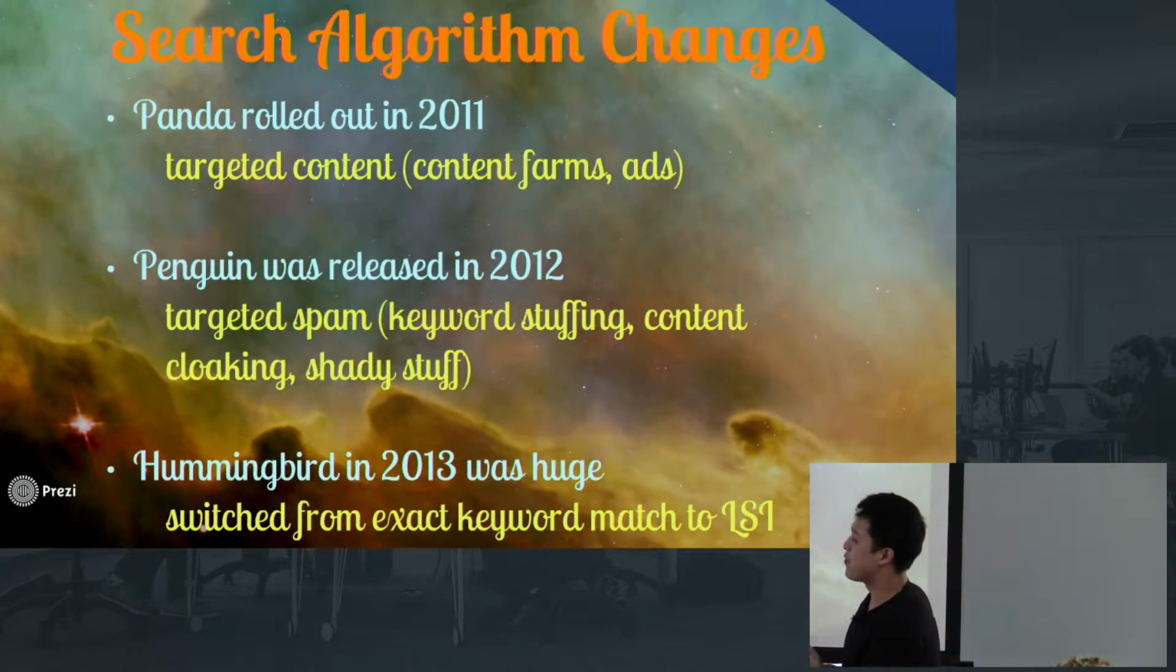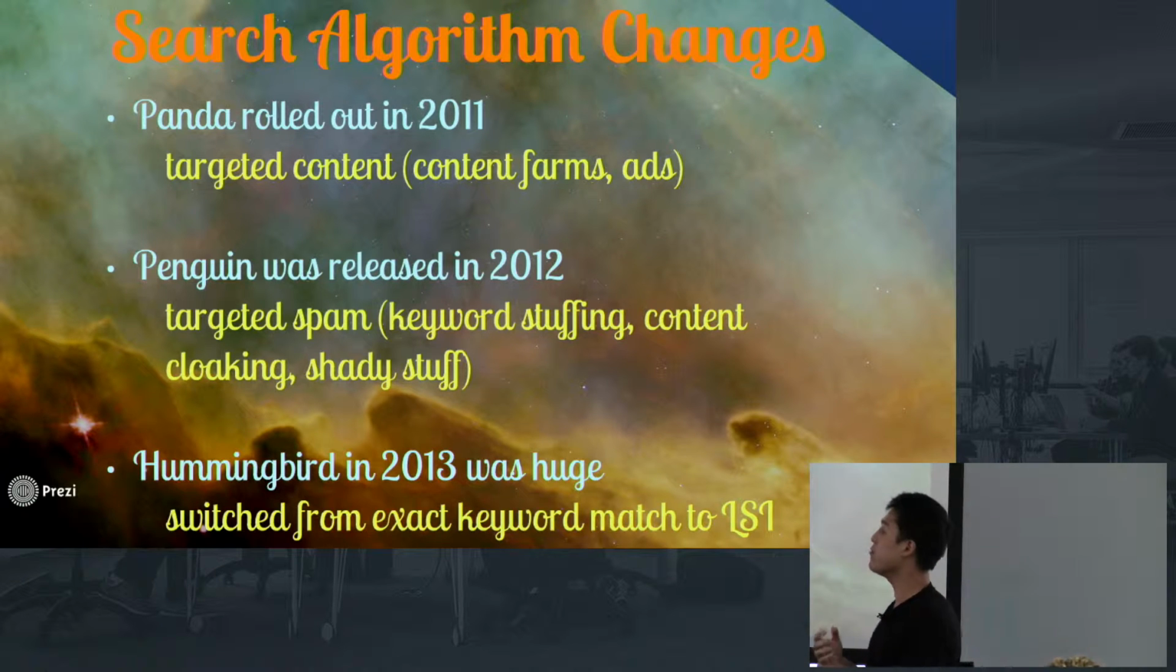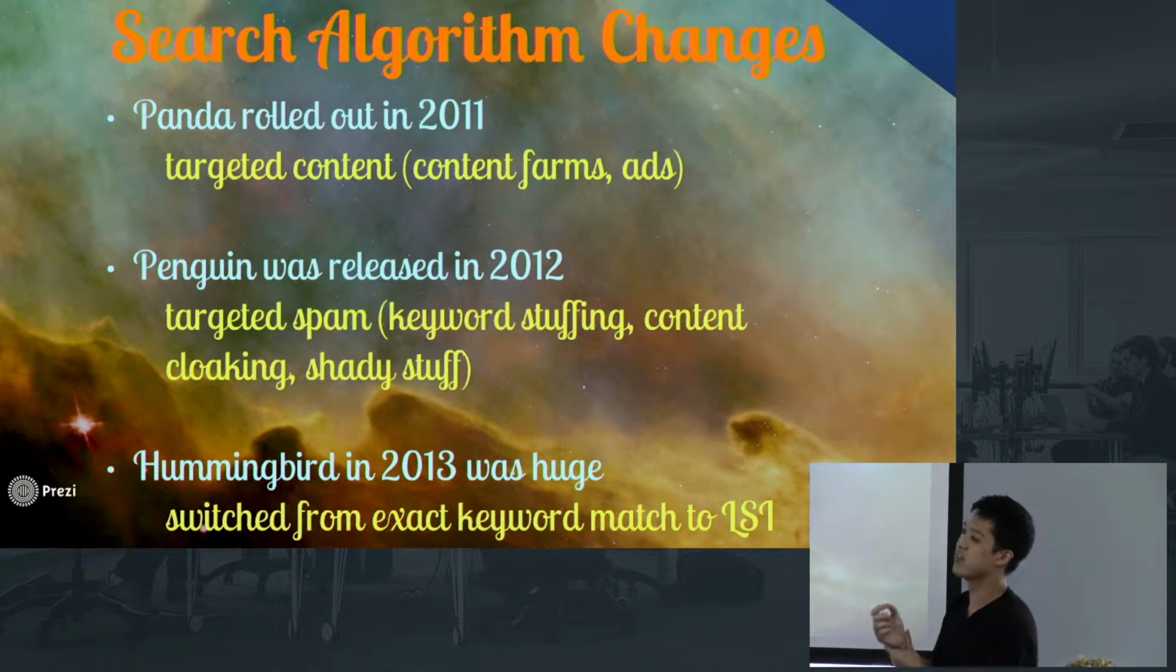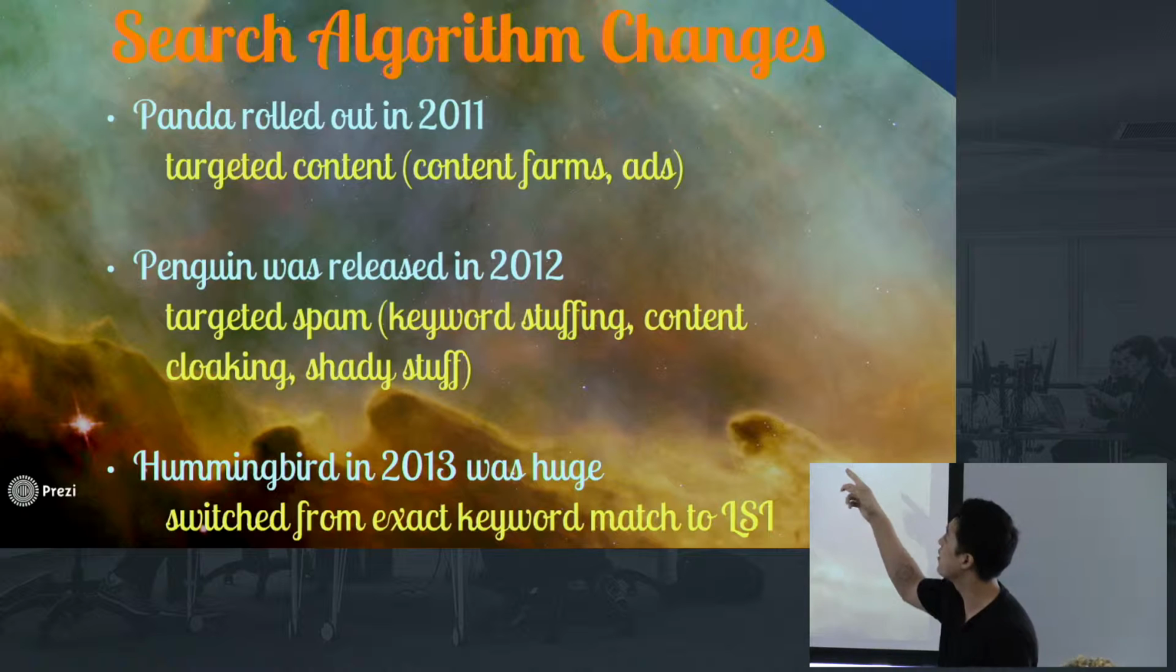Panda was first rolled out in 2011 in a series of updates. It was an update to Google's search algorithm that enabled them to attack thin content websites. So if a website had a bad ad to content ratio, or if they didn't produce enough unique content and they were content farms that pulled a bunch of stuff from other sites, it really doesn't add much to the user experience. So they really attacked that with the Panda update.